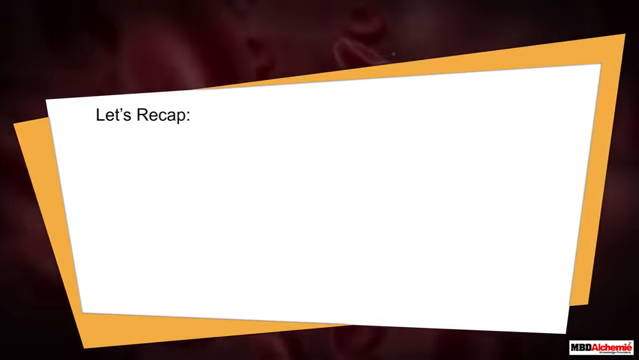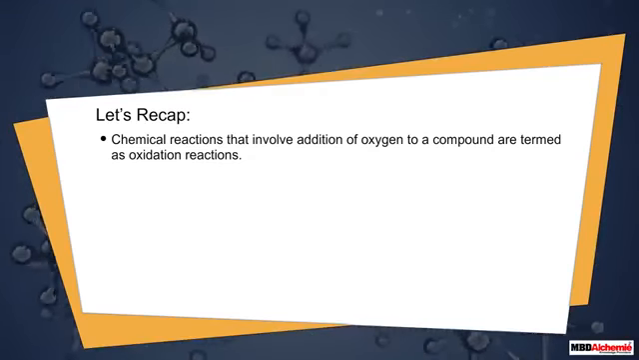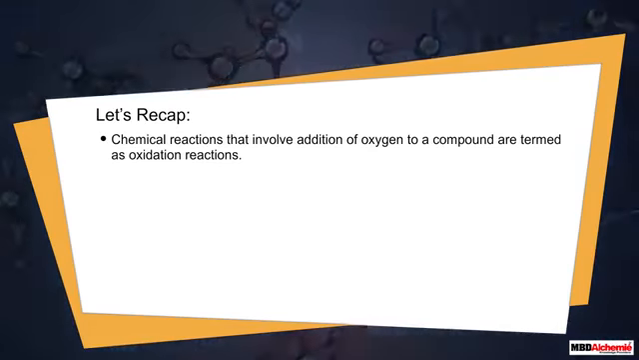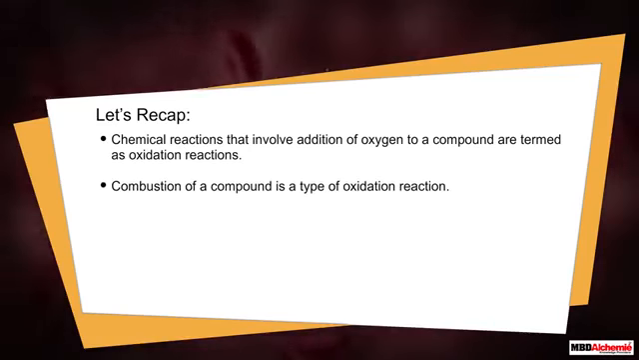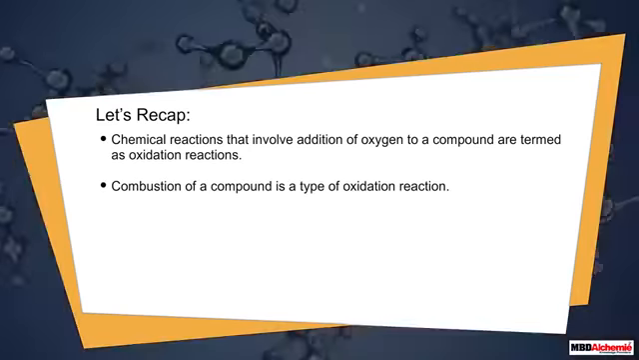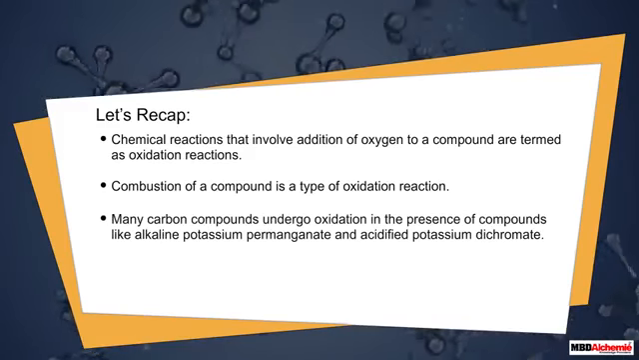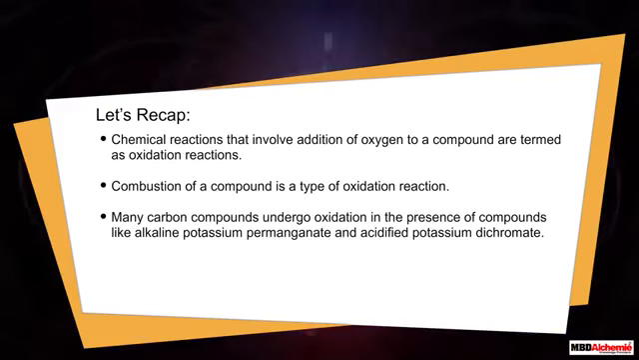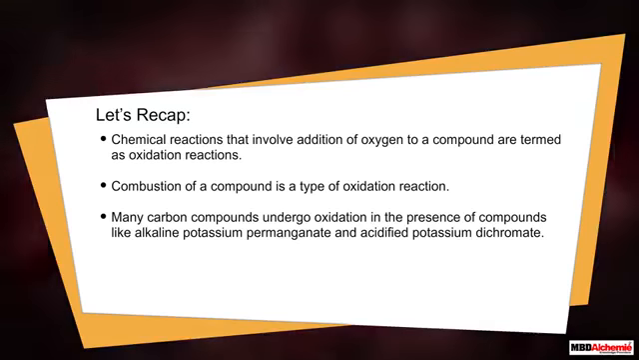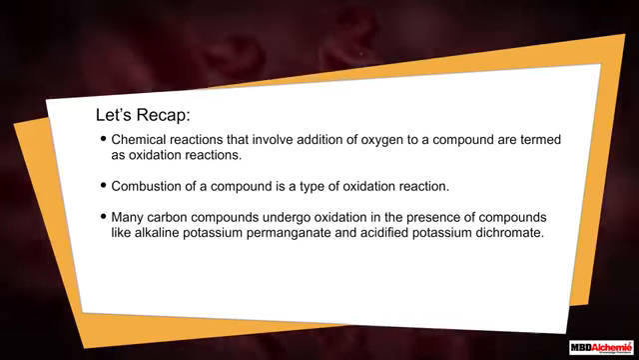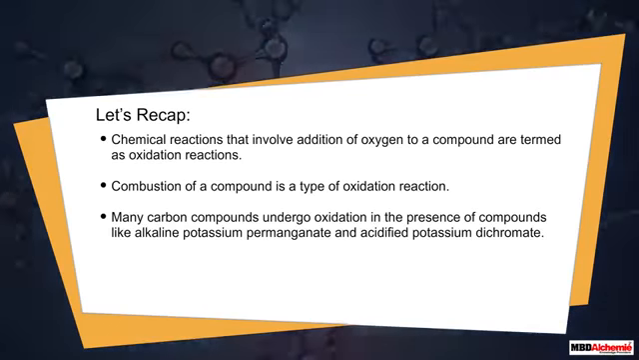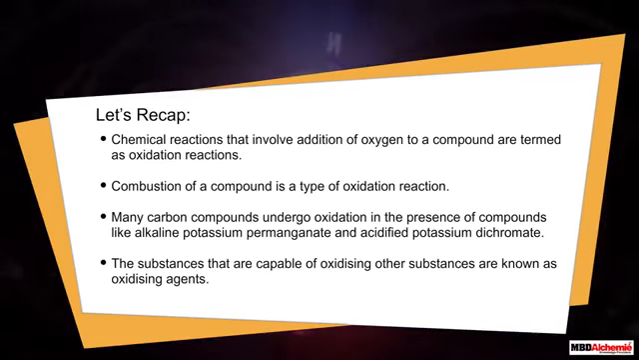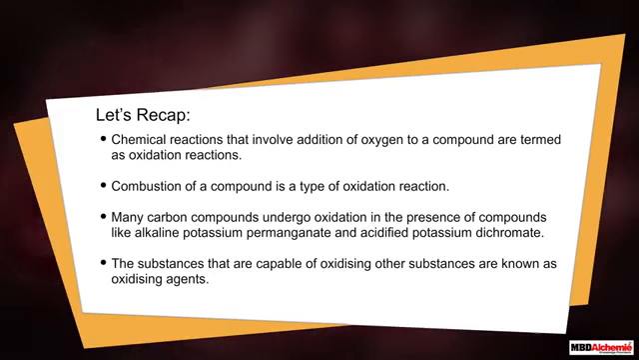Let's recap. The chemical reactions that involve the addition of oxygen to a compound are termed as oxidation reactions. Combustion of a compound is a type of oxidation reaction. Many carbon compounds undergo oxidation in the presence of compounds like alkaline potassium permanganate and acidified potassium dichromate. The substances that are capable of oxidizing other substances are known as oxidizing agents.